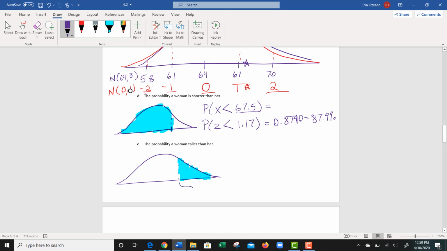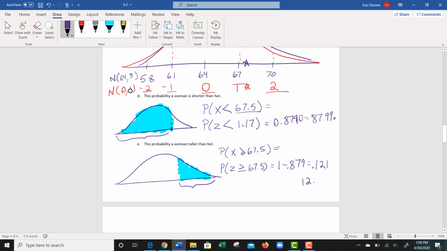So what that means is that this is the complement of this. That means if I add them together, I get 100. So if I want to find the probability that somebody is taller than our woman, who is 67.5, by the way, you could do equals to, it doesn't matter. Well, that is going to be the same as taking 1 or 100 and subtracting that 87.9%.